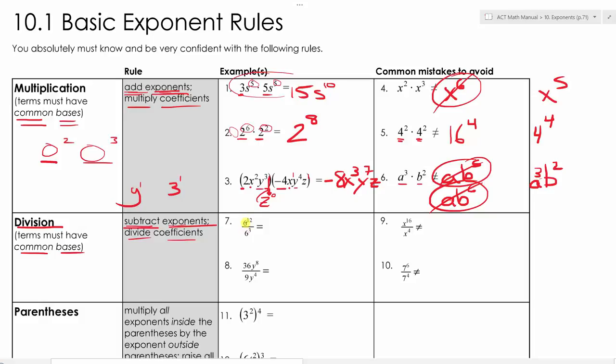So in example 7, remember, there are no coefficients here. These 6's are bases. So we don't do anything to the bases. The base remains the same. And we get 6 to the 9th because I just subtract the two exponents from each other. 12 minus 3 is 9.